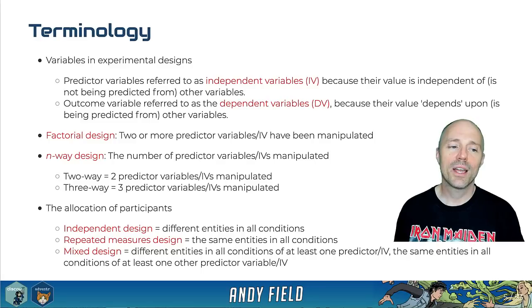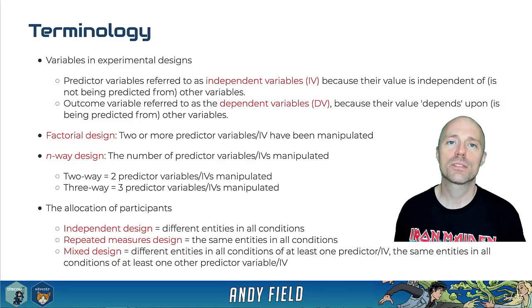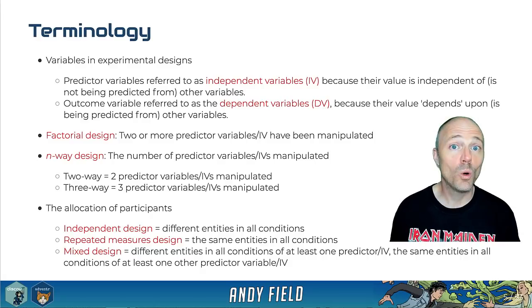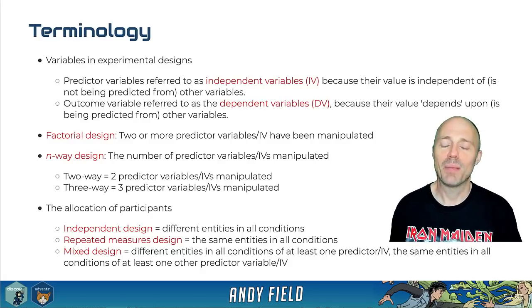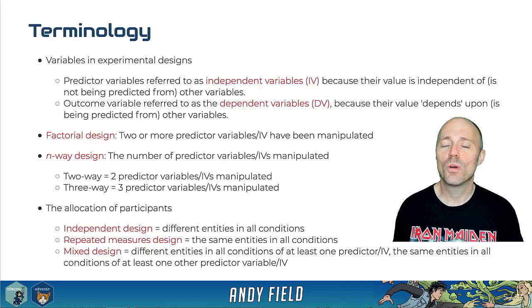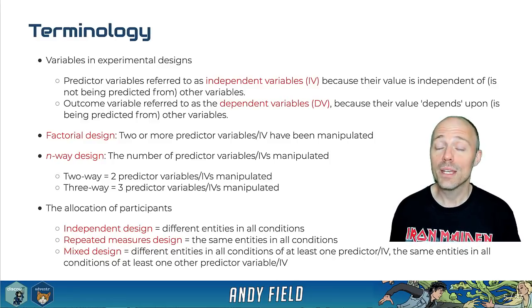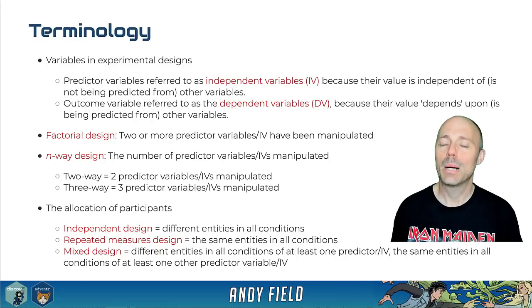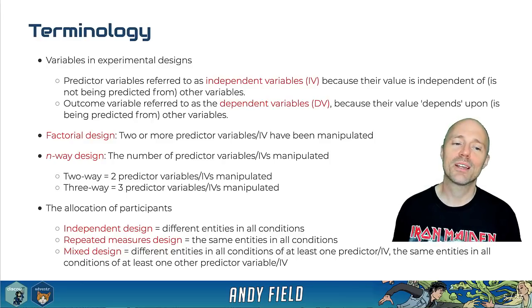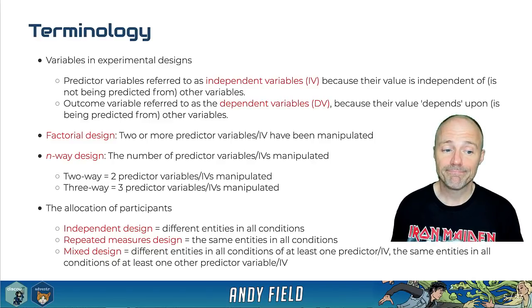You'll sometimes hear designs referred to in a general sense as an n-way design, where n is a number. Like you'll come across phrases like 2-way design and 3-way design. If you're really unfortunate, you might read papers that have a 4-way or a 5-way design, but they're basically uninterpretable. So what that refers to is the number of predictor variables or independent variables that the experimenter has manipulated. So a 2-way factorial design means that there are 2 independent variables that have been manipulated by the researcher. A 3-way factorial design, there are 3 independent variables. So you can name your design using this kind of terminology.